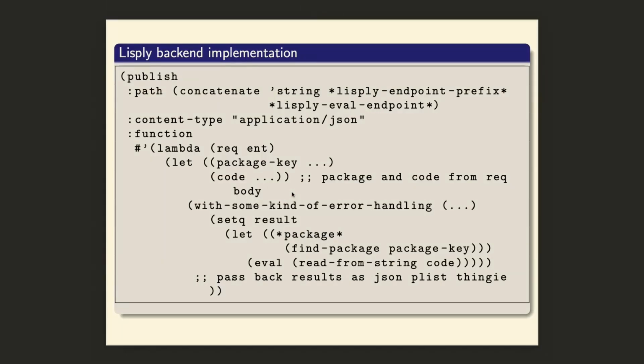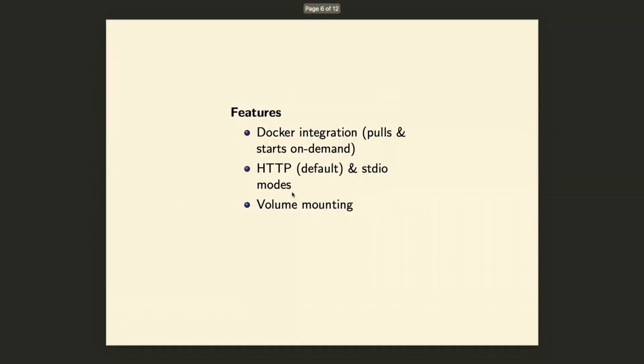Here is the code in the back end. This is the Lisply back end. This is what you have to write in your Lisp, or you can use the one I've already written if you're using Allegro Serve. This uses Allegro Serve with the publish path; that's the syntax for publishing an endpoint with Allegro Serve. There are similar things for Hunchentoot, Woo, and so on. But this is a reference implementation.